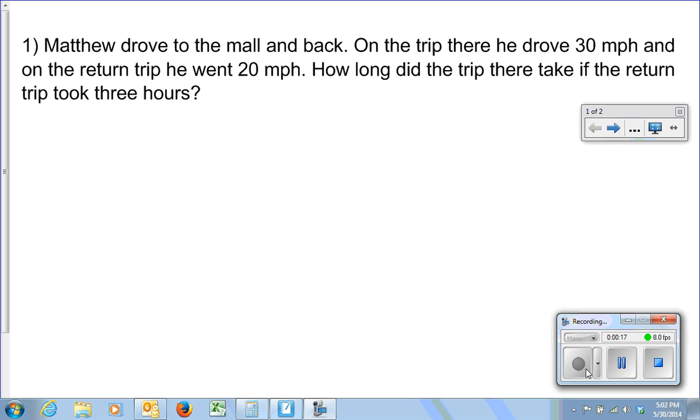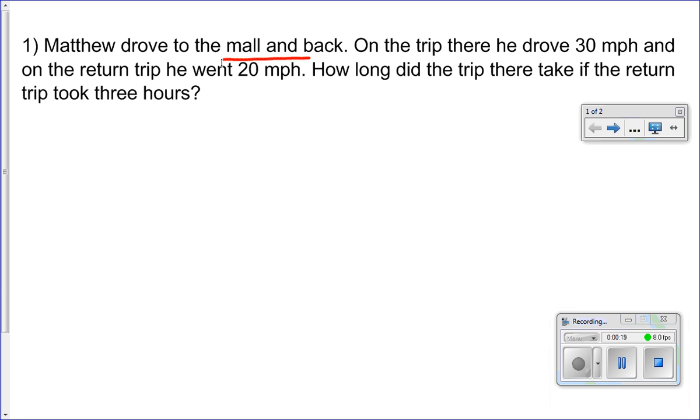In this question, we have the keywords mall and back. So the formula would be RT equals RT. Rate times time equals rate times time. Because it was a round trip, he drove the same distance. Make sure to label the rate and times.